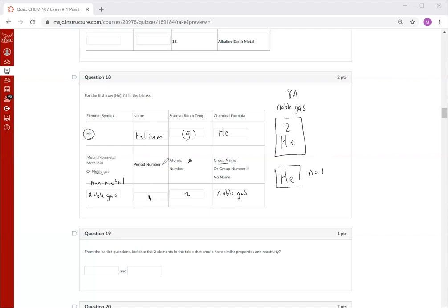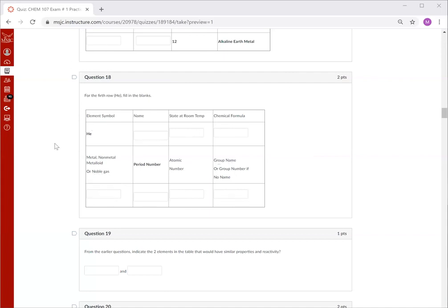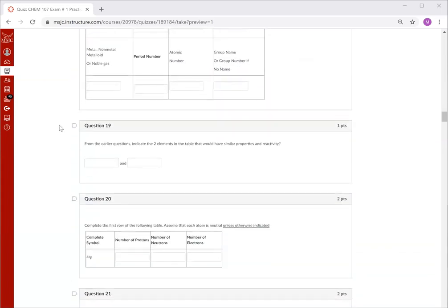Okay, so let's keep going with this example. So the next question we're asked to address is from the earlier questions. Let's indicate 2 elements in the table that would have similar properties and reactivity. So what is that asking for? Elements with similar properties and reactivity, what do they have the same? They're in the same what? Group number. Yep. So we want 2 elements with the same group.